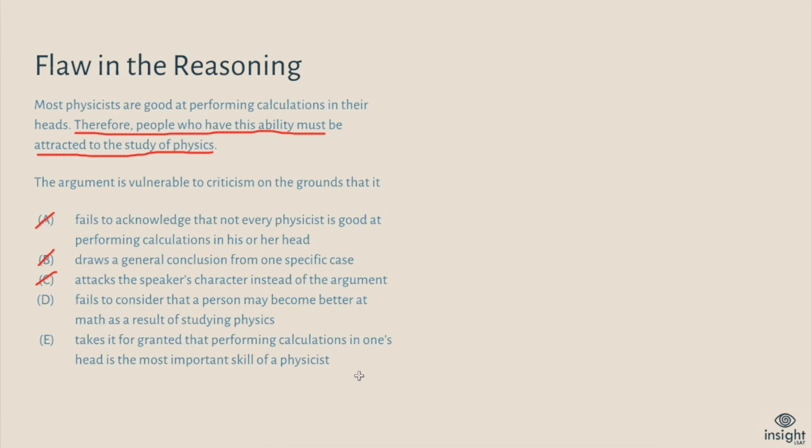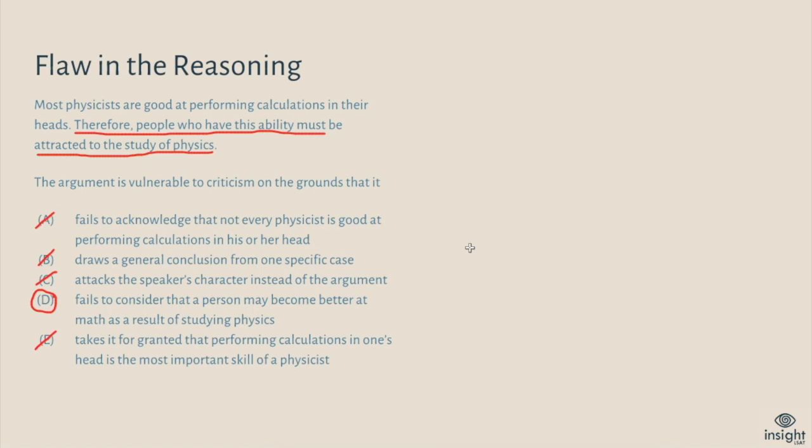And let's take a look at E. The argument takes it for granted that performing calculations in one's head is the most important skill of a physicist. No, it doesn't say anything about most important. It just says that physicists are good at this. So D looks really good. Everyone else looks really bad. D is our answer.